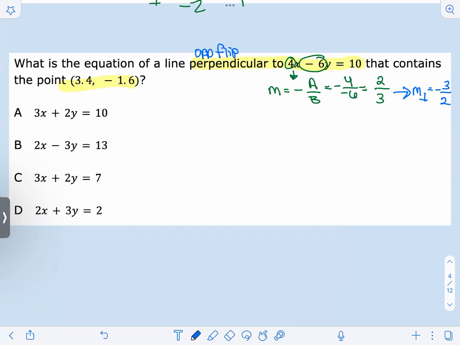So here, let's look. M perpendicular. We're going to put negative. A is 3. Oh, that's not that, though. That's a negative. So we're going to put this. A is 3. That goes on the top. B is 2. That goes there. Negative 3 over 2. If you put that in your calculator, you get the same thing. So A is a maybe to me.